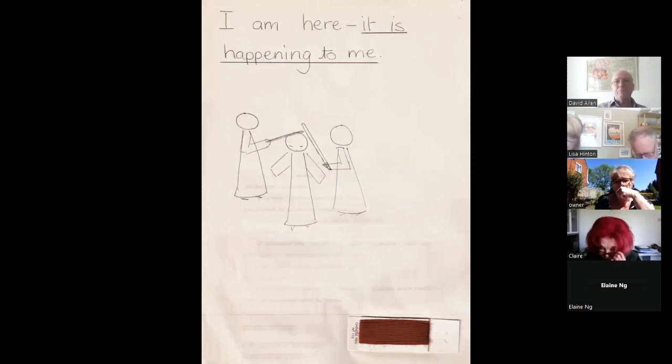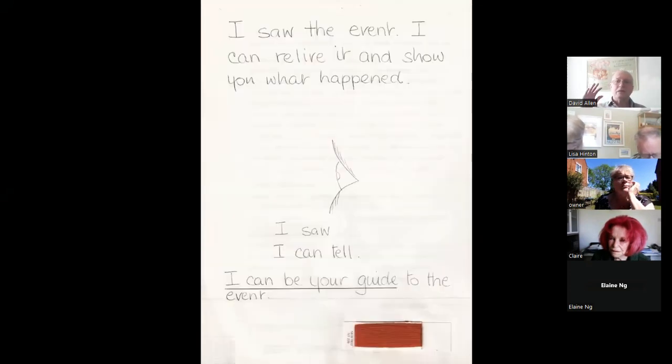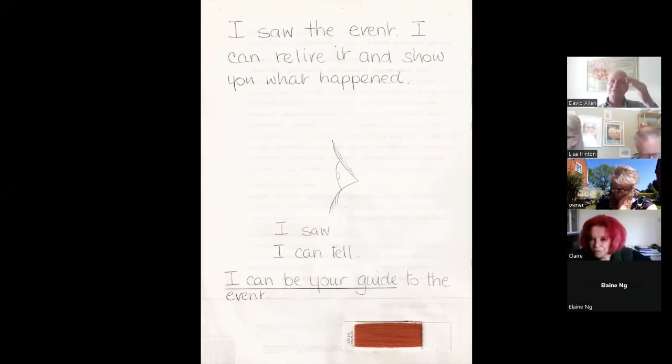So, participant, here it is happening to me. So that's an image that she did of the Good Samaritan drama event. So the guide is, I saw the event, I can relive it and show you what happened. I can be your guide to the event. So her example of that, as I said, was this idea of shepherds on the hill above the town. And they look down into the valley and they see this event happening. And she said, well, guides are always full of emotion because they saw it.